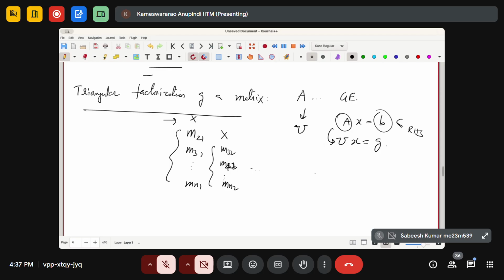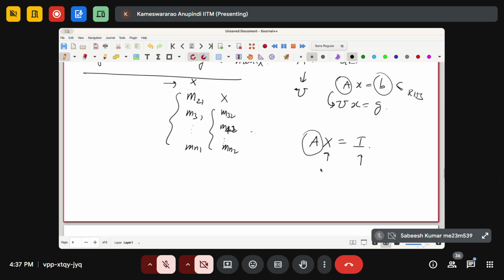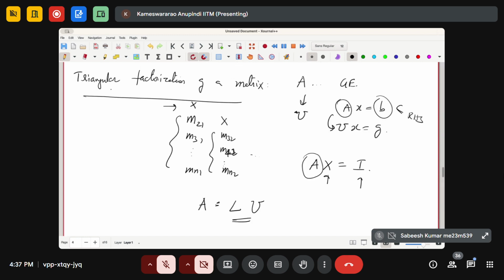When you're calculating the inverse, we said AX equal to I. That means I'm going to choose different right-hand sides, E1, E2, E3, and so on. I'm going to get different X values, X1, X2, X3, and so on. And I'm going to use the same decomposition of A that I have. So the idea is that now we will decompose A into a product of two matrices, a lower triangular matrix and an upper triangular matrix. And that is your triangular factorization. Okay, so triangular means that one is lower triangular, the other one is upper triangular.